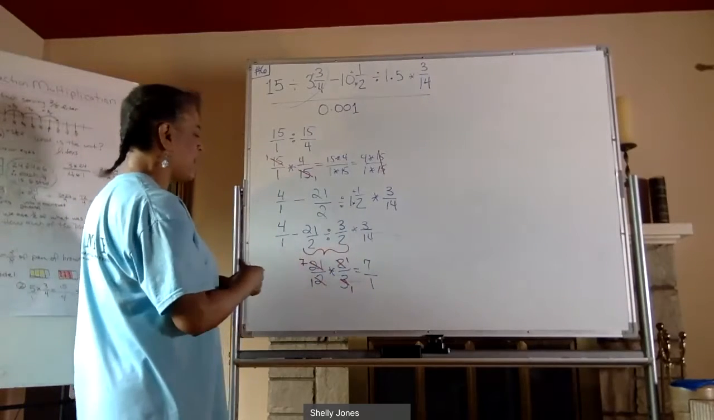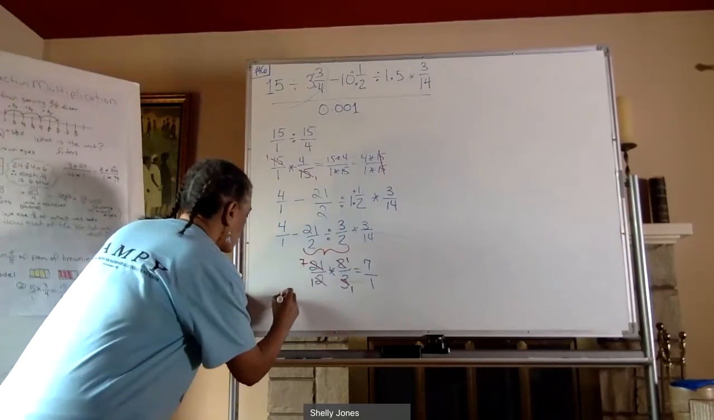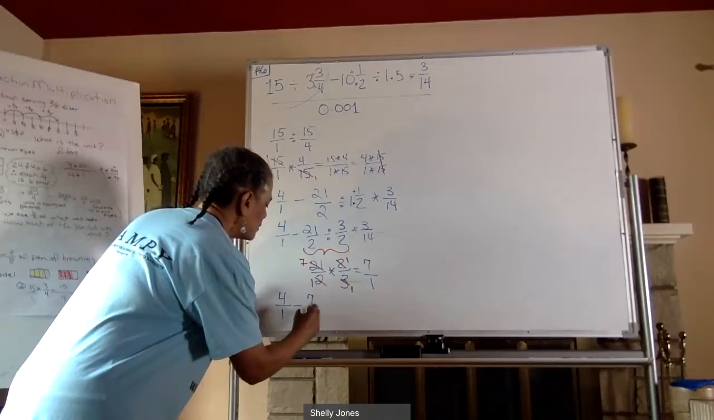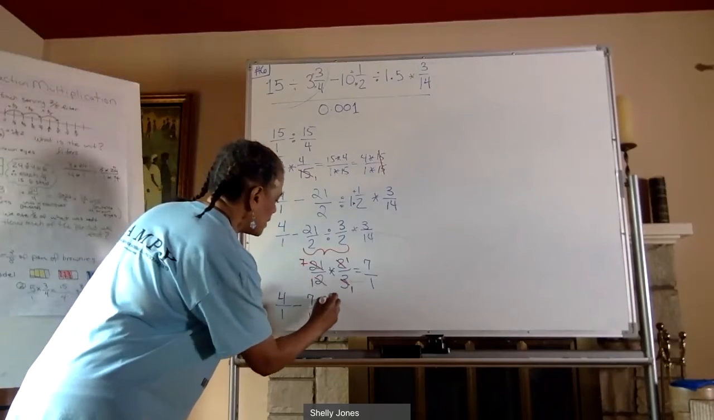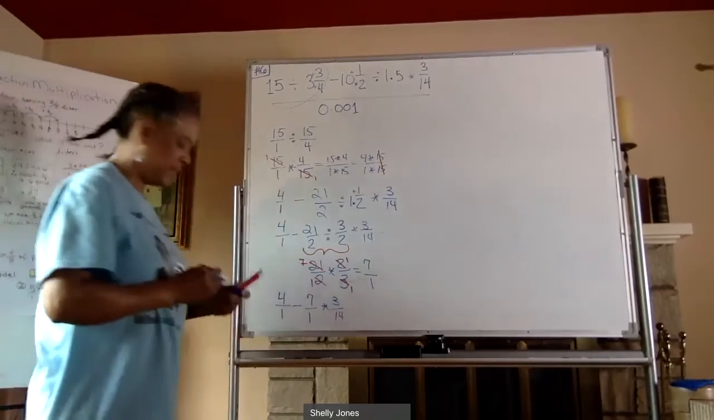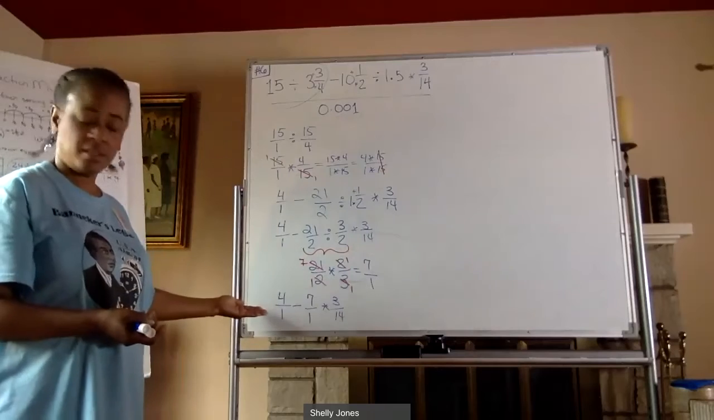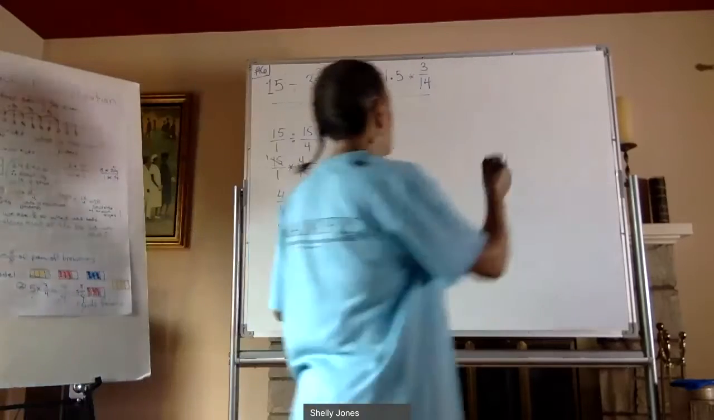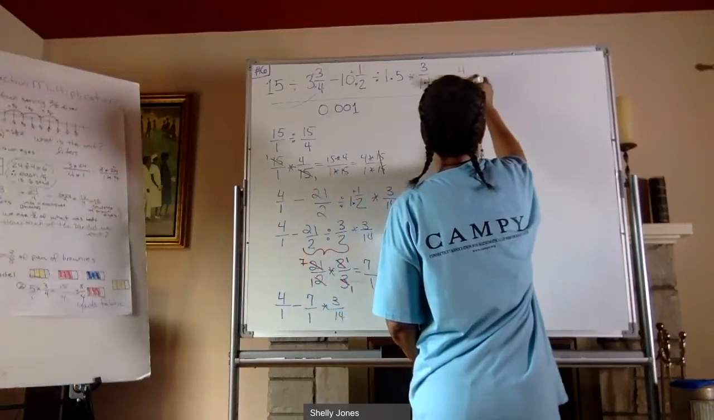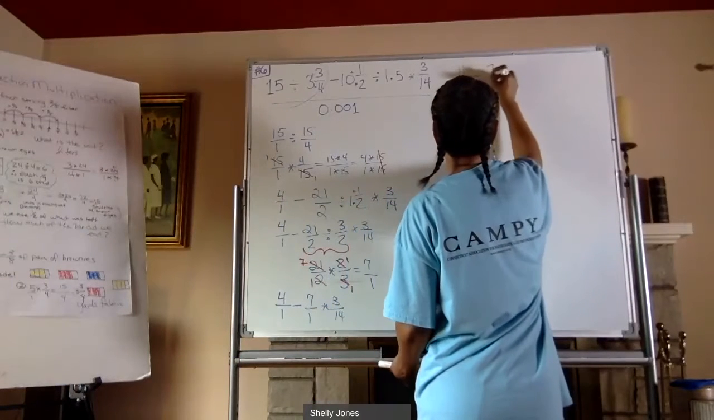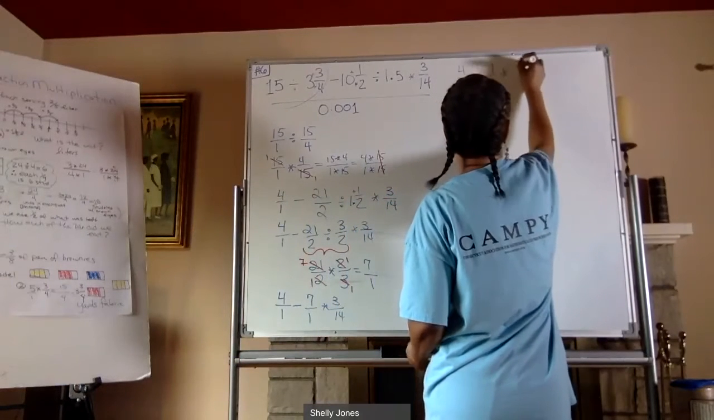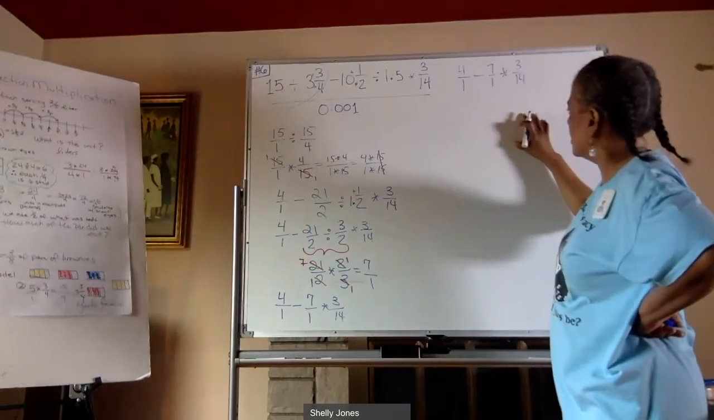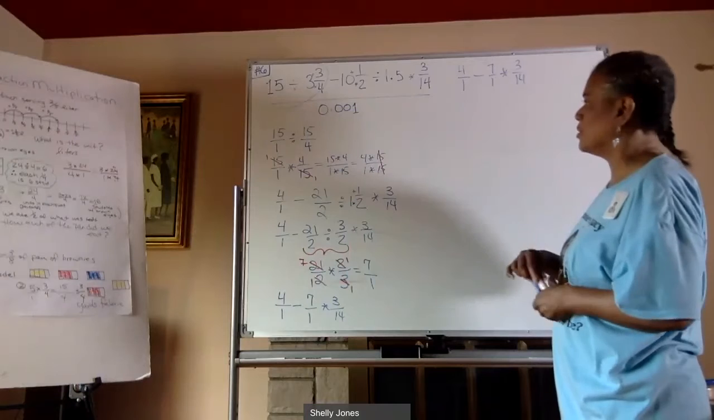So I'm going to rewrite what I have so far. I have 4/1 minus 7/1 times 3/14. It's looking a lot nicer. So I'm going to move over there and finish this. So 4/1 minus 7/1 times 3/14. Okay, so now I have this, and the next thing I want to do, I have to do multiplication before I do subtraction.